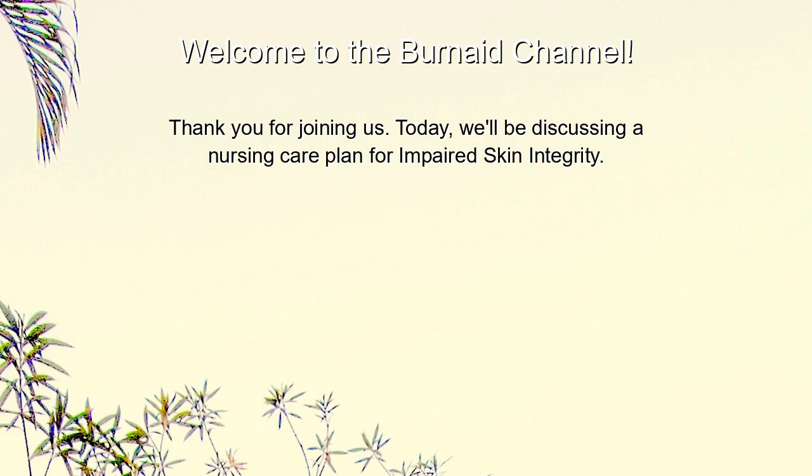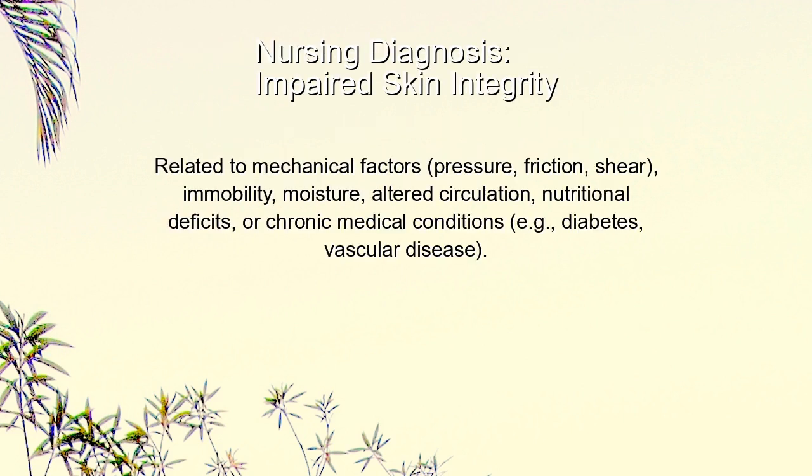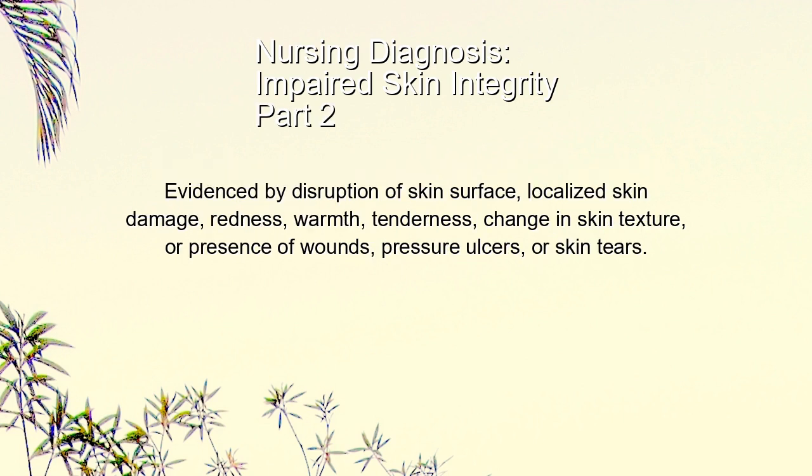Today, we'll be discussing a nursing care plan for impaired skin integrity. Nursing diagnosis: impaired skin integrity, related to mechanical factors, pressure, friction, shear, immobility, moisture, altered circulation, nutritional deficits, or chronic medical conditions, for example diabetes, vascular disease.